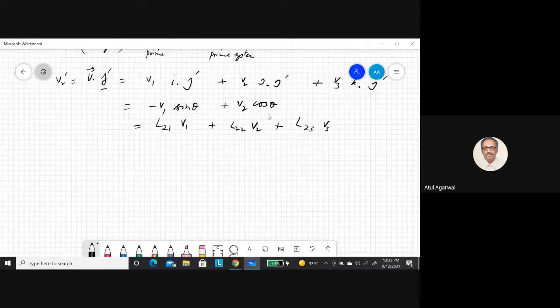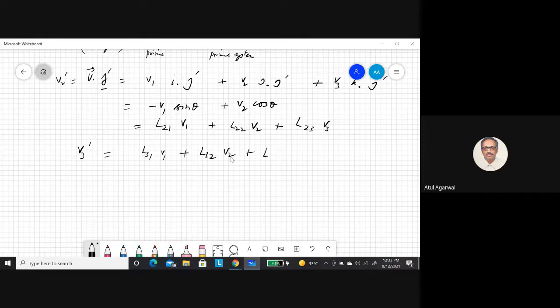So I have written general expressions, in case k and k prime are not the same. Similarly, you get V3 prime. What can you write without doing the entire exercise? V3 prime equals L31 V1 plus L32 V2 plus L33 V3.